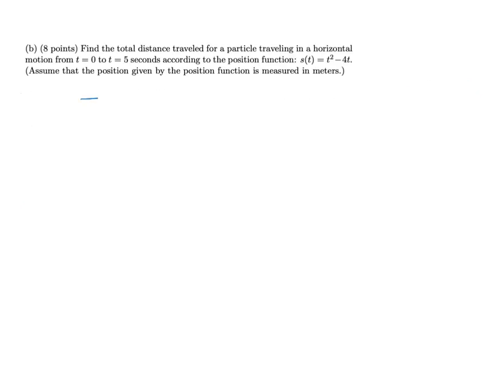In part B, we have a particle that is traveling along a horizontal line, and that's according to the position function t squared minus 4t. And for my picture, I'll have moving to the right in the positive direction and left as the negative direction. And we can see at s of 0, it starts at 0, so that's the starting point here.